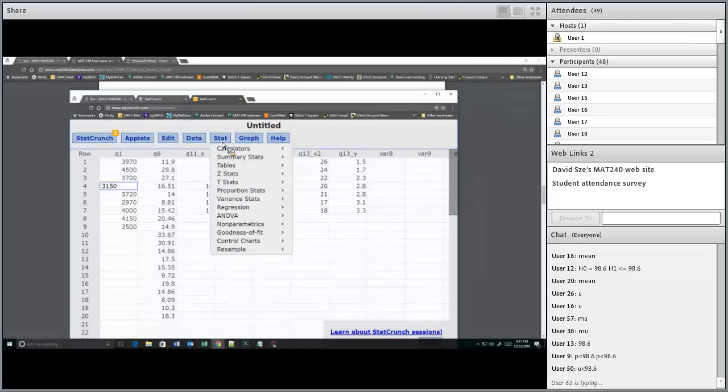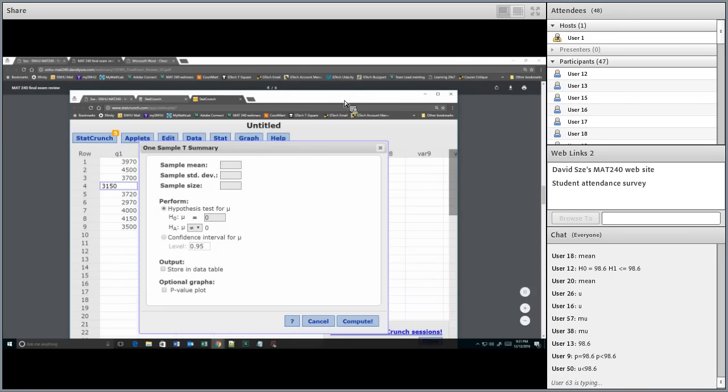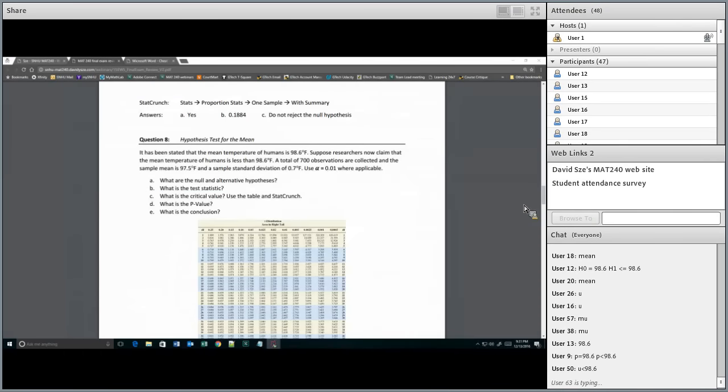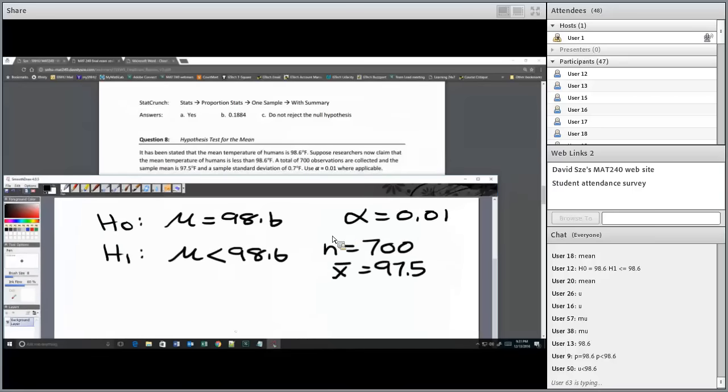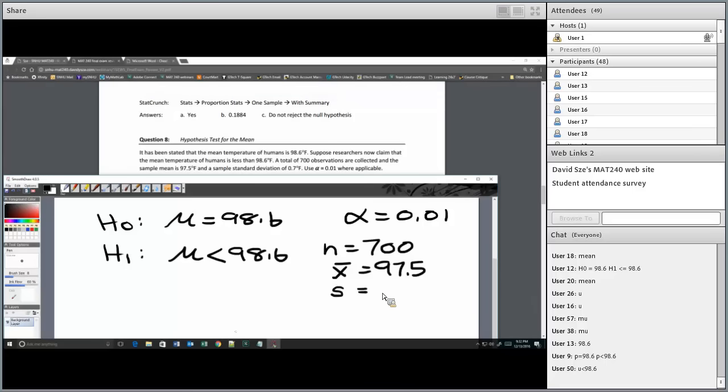So if I click Stat, T-Stats, we have one sample and we have the summary data. And now we're going to enter the values that we found. By the way, we did miss one other value here. As I was writing, the n is 700, sample mean is 97.5, and also we're given the sample standard deviation, which is s. Sample standard deviation is 0.7. It's given right here. So all this data is given to you.